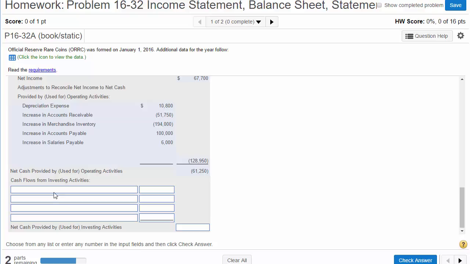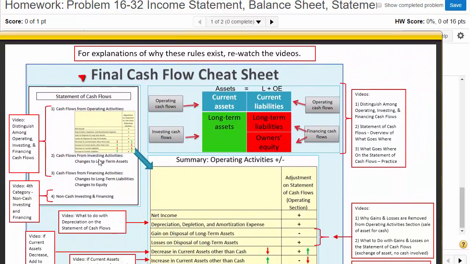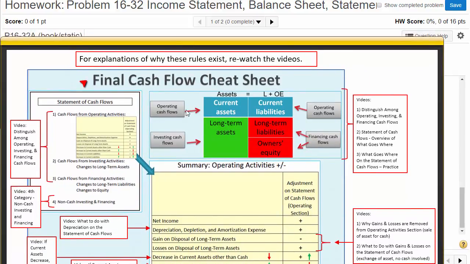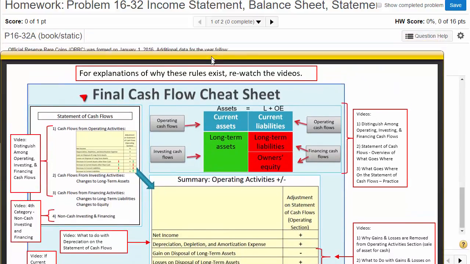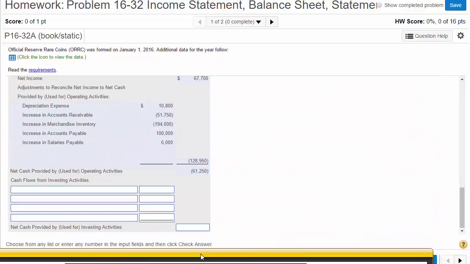Now, we're going to analyze changes in our plant assets, the investing section. So remember, the investing section has changes to long-term assets, as you can see over here, or if you like this grid system, changes to long-term assets go in the investing section. So, and remember, to go in the investing section has to involve cash. So let's go back and look in our journal entries.